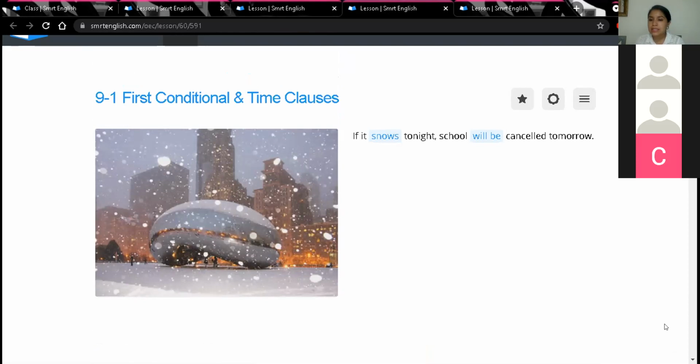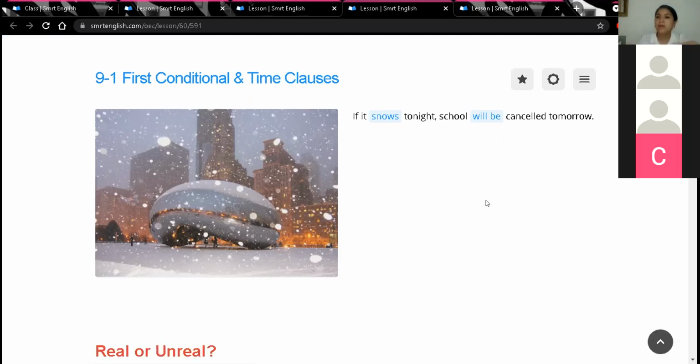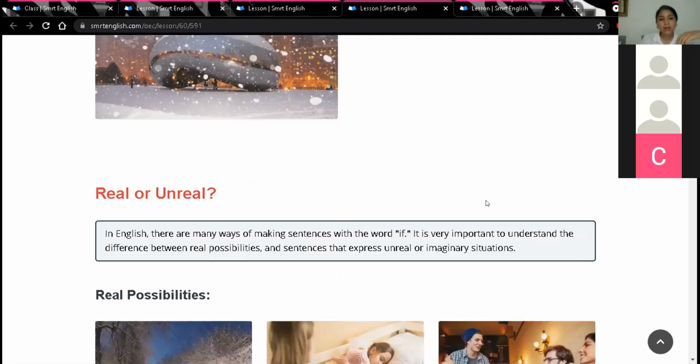So, Manuel, can you help me to read this sentence, please? If it snows tonight, school will be canceled tomorrow. Okay, so as you can see here, I have two different tenses. This one is in present tense and this one is in future tense. What does this mean? The if is about cause and effect. So how can we use this type of sentences using the first conditional, take it to real life situations? Okay, real or unreal.